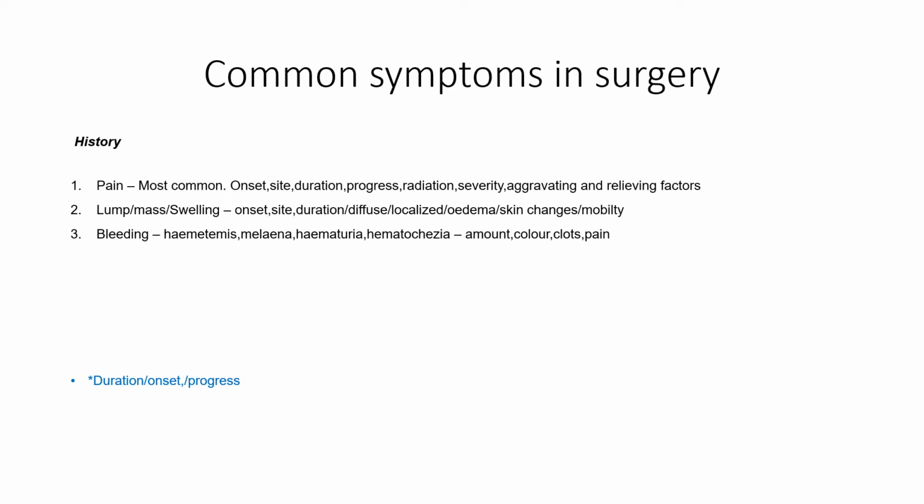Next, bleeding. There are 4 important bleeding problems in surgery: vomiting of blood or hematemesis, passing of black stools, stale blood in the stools or melena, blood in the urine or hematuria, and blood per rectum or hematochezia. These are the 4 important or common bleeding sites in general surgery.